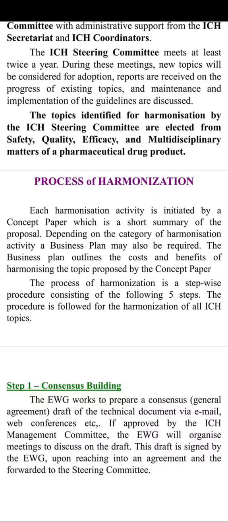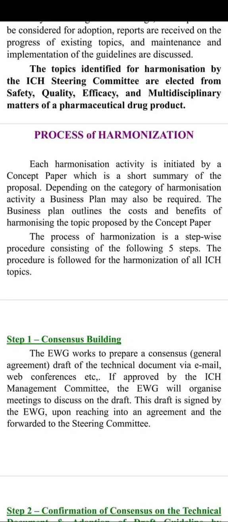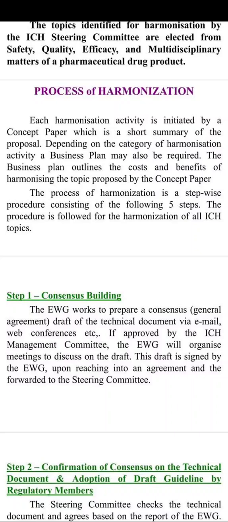Process of harmonization: each harmonization activity is initiated by a concept paper, which is a short summary of the proposal. Depending on the category of the harmonization activity, a business plan may also be required. The business plan outlines the cost and benefit of harmonizing the topics proposed by the concept paper. The process of harmonization is a stepwise procedure consisting of the following five steps.